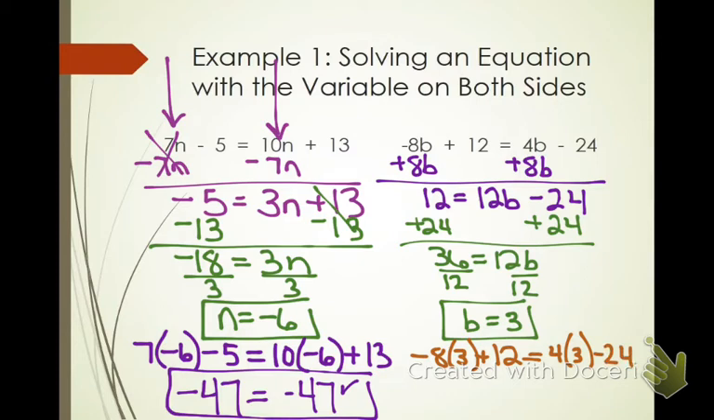So when I simplify it, negative 24 plus 12 is negative 12. And 12 minus 24 is also negative 12. Checks out, and we're good to go. Our answer is b equals 3.